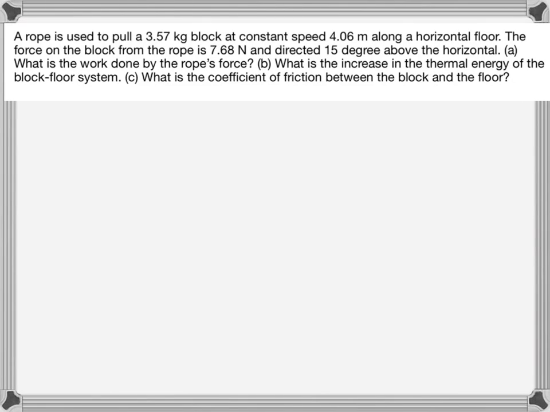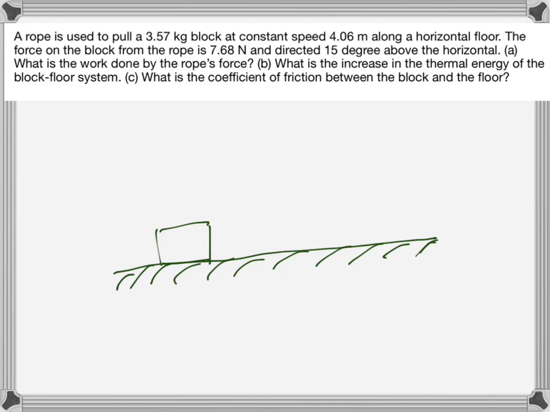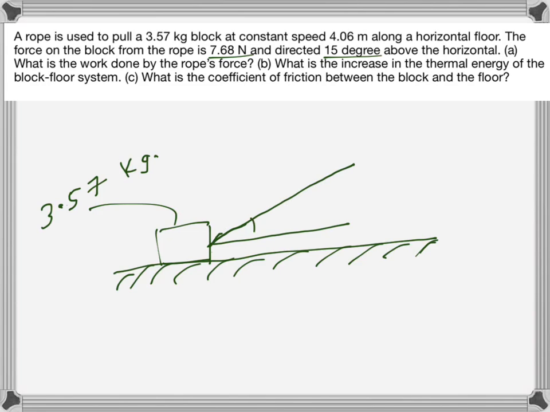Okay, so the problem says that a rope is used to pull a 3.5 kg block. So here is the surface, and this is the block, 3.57 kg, and the force is 7.68 Newton and directed 15 degrees above the ground. So basically the force is somewhere there, a very small angle, 15 degrees, looks more than 15 though, but whatever.